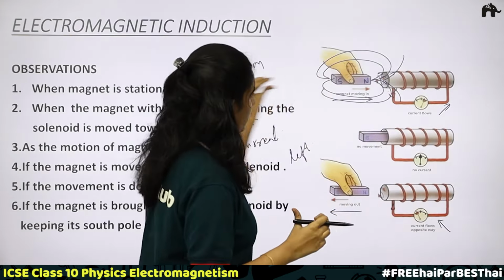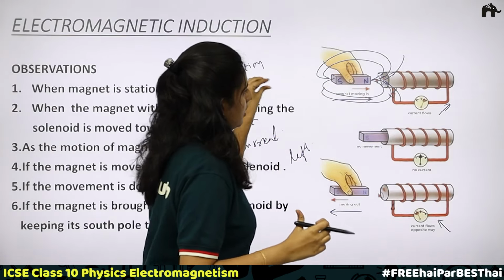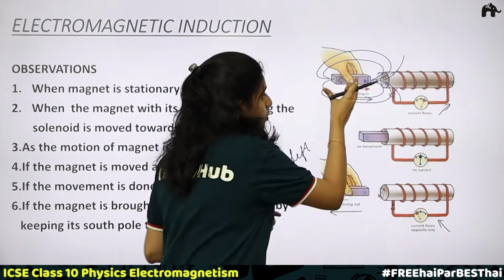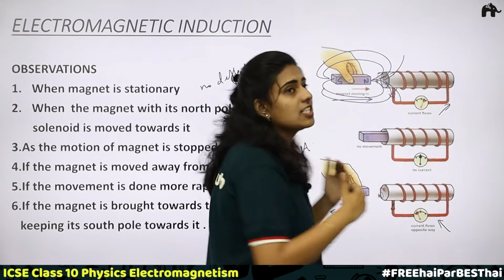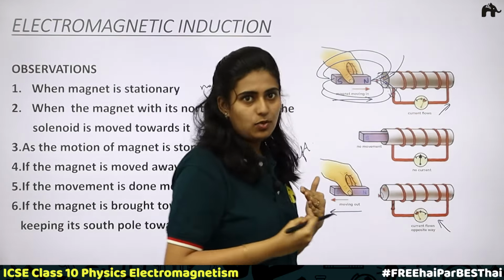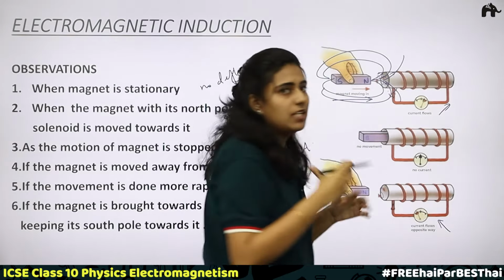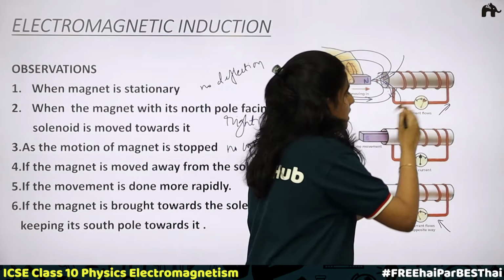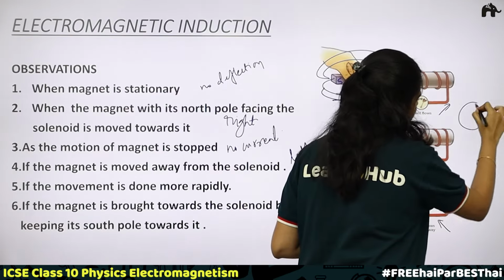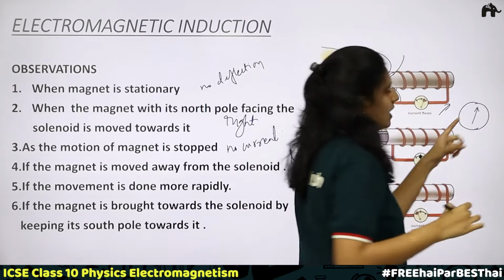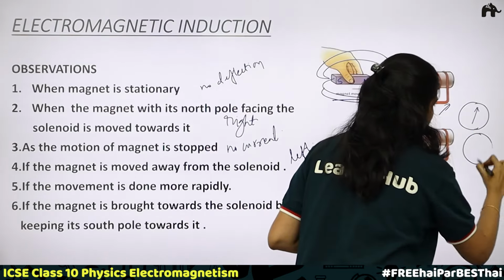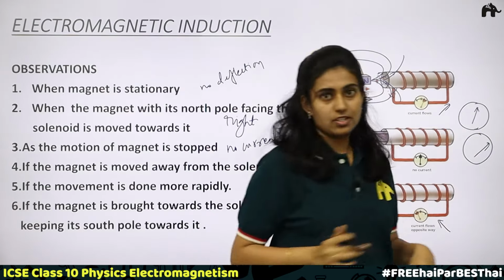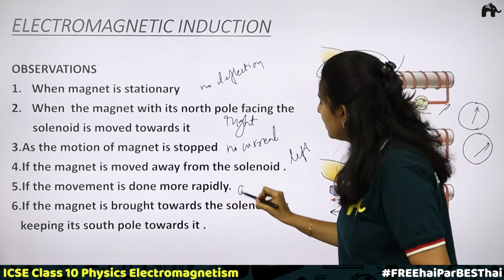Now the fifth one, if the movement is done more rapidly, what happens? That is, you are taking it out, you are moving it in. Moving out, moving in. Rapidly when you are doing it, the deflection will increase, which means the current will increase. Here the change in magnetic flux is happening very fast. Therefore, the deflection in the galvanometer, let's say initially when you moved it slowly, if it was this much, now the deflection will be more. Okay, you can see the deflection is more. So when it is moved rapidly, deflection will be more.